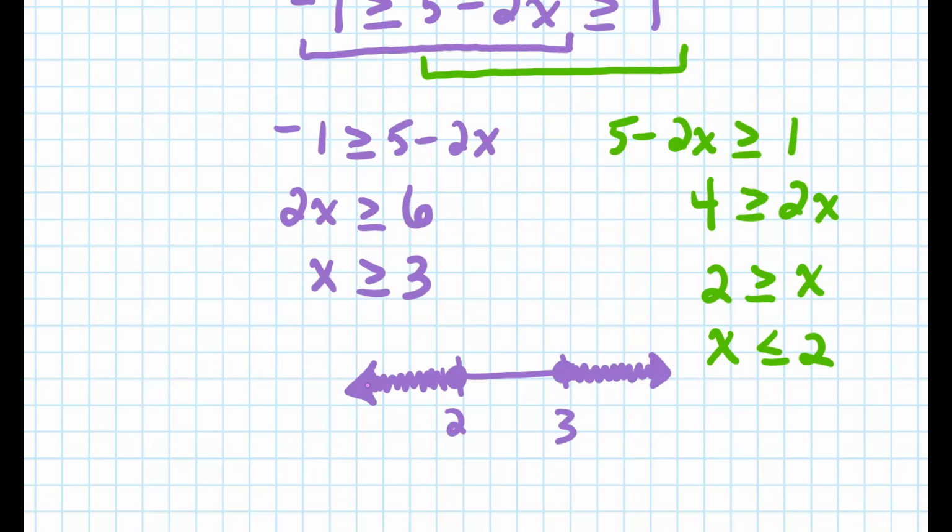What's our interval? Soft bracket, negative infinity, comma, 2, hard bracket, and then you do another one, with a union in between. Hard bracket 3, comma, infinity, soft bracket. Remember, the 2 to 3 is not included, so the soft or hard bracket depends on whether the endpoint is included.